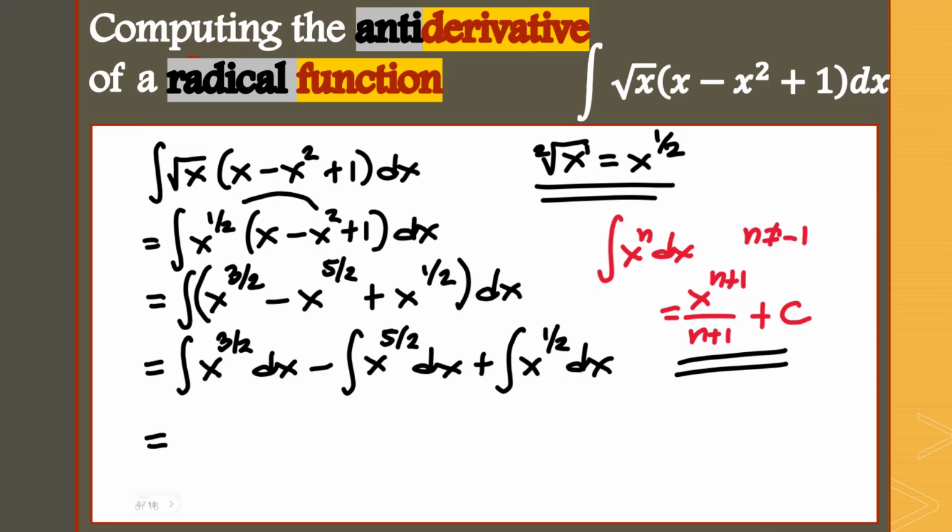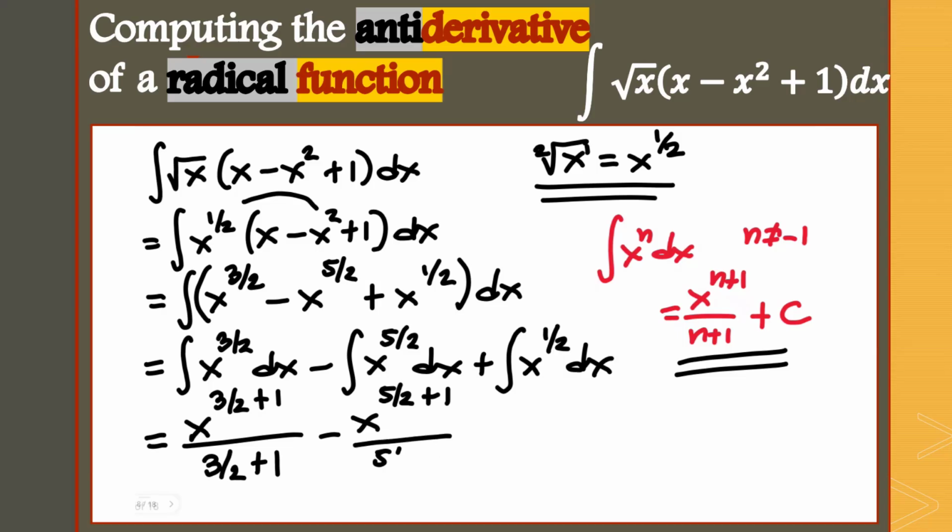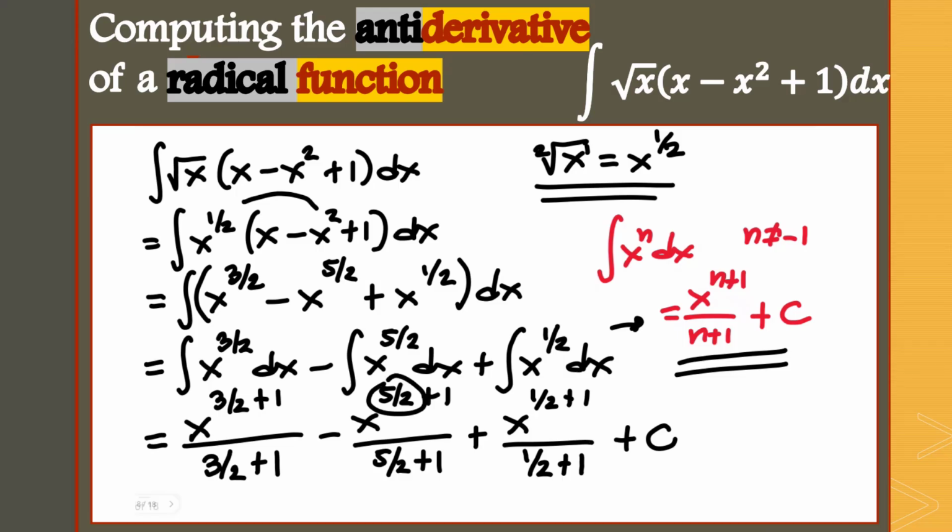So this is equal to x to the power of 3/2 plus 1, as indicated here in the rule, over the same 3/2 plus 1. Next, minus x to the power of 5/2 plus 1 over 5/2 plus 1. Then plus x to the power of 1/2 plus 1 over 1/2 plus 1. Then you will have here plus c. Hopefully you're following. We're simply applying this rule where our n would be 3/2 for the first term, 5/2 for the second term, and of course 1/2 for the third term.